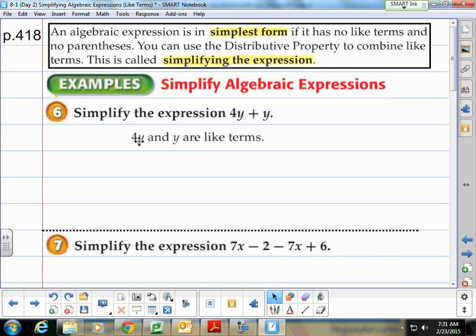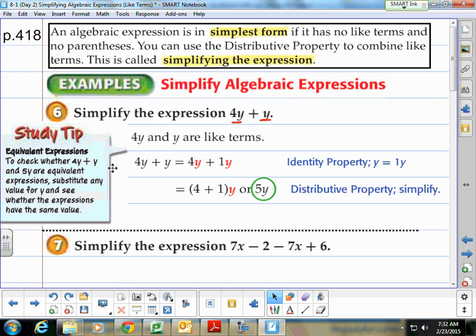So we find our like terms. 4y and y are like terms. In a longer one, I would just circle or underline the ones that are alike so I know what to combine. So 4y plus y is actually the same as 4y plus 1y. And the distributive property is really just like the y's on the outside. So it's 4 plus 1 times y, which is 5y.